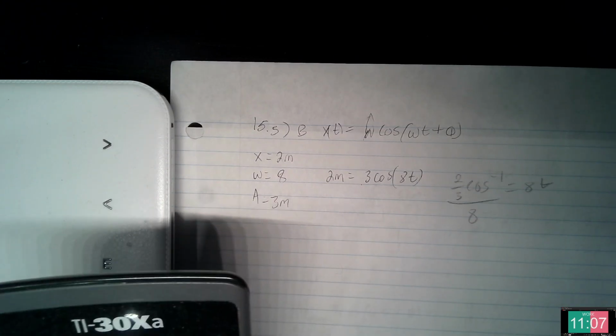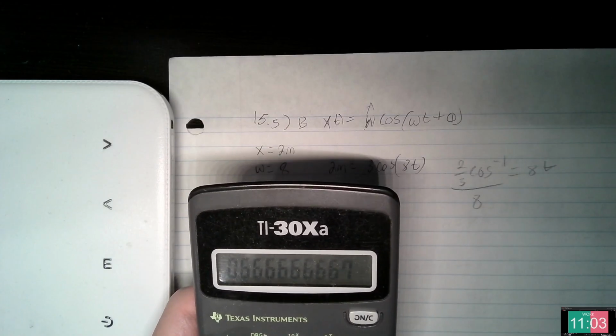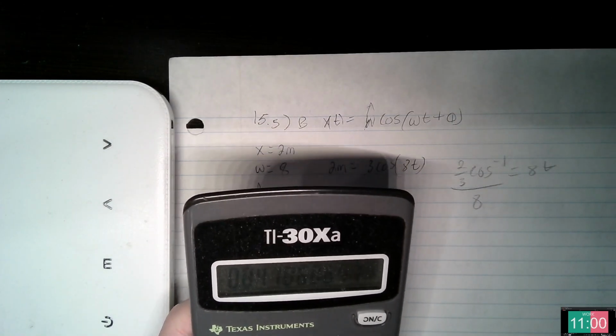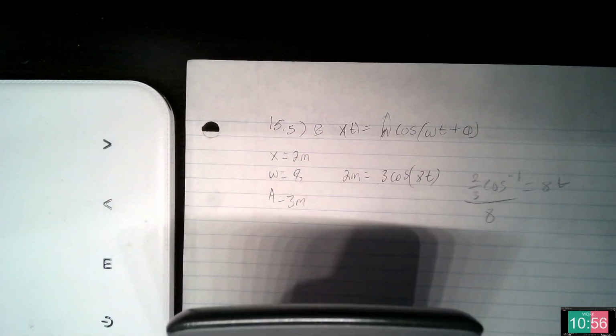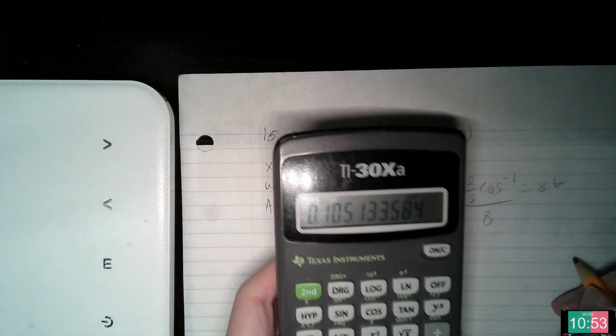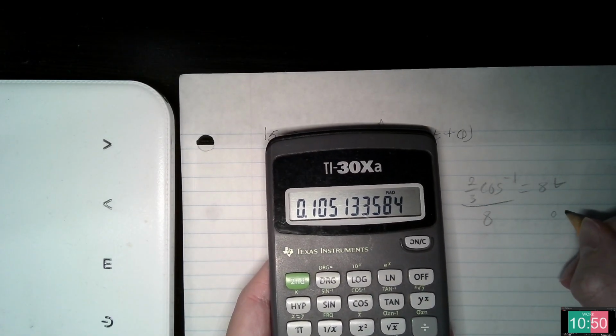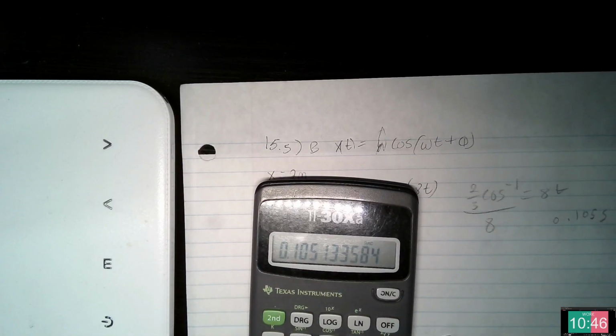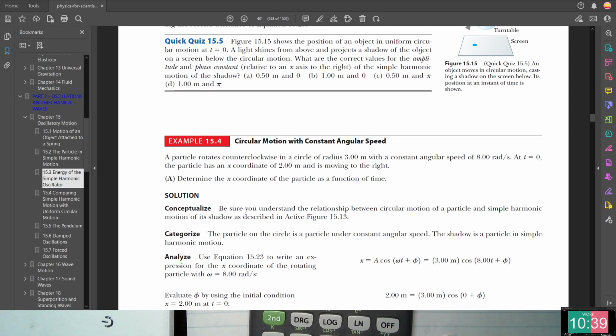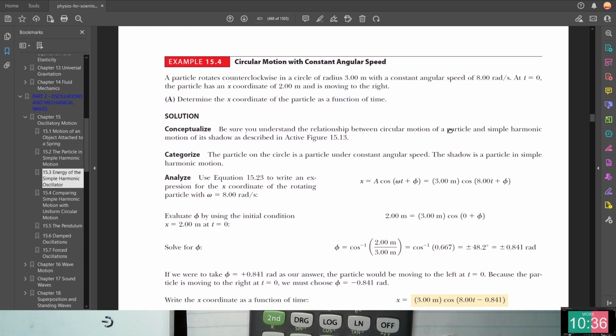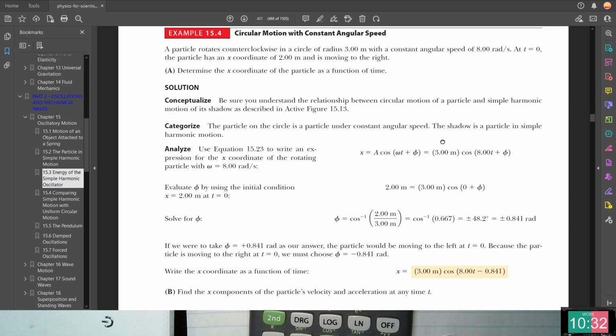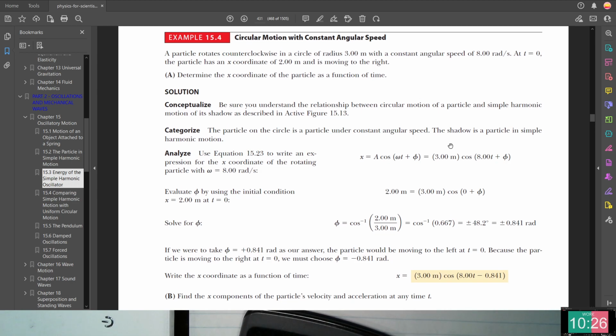2 divided by 3 is 0.6667. You gotta take the arc cosine, 0.84 rad, and then you divide by 8 to get seconds. So now the amount of time is 0.105 seconds. That's how much time it took. That's the x coordinate as a function of time. If they wanted me to solve for time, 0.84 rad. They didn't even want you to solve for time, so multiply by 8 again. 0.841. Alright, the x coordinate is a function of time, and now part b.